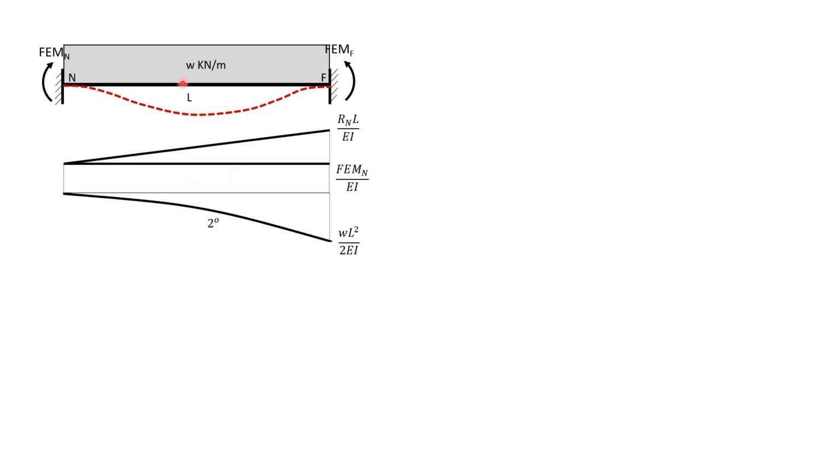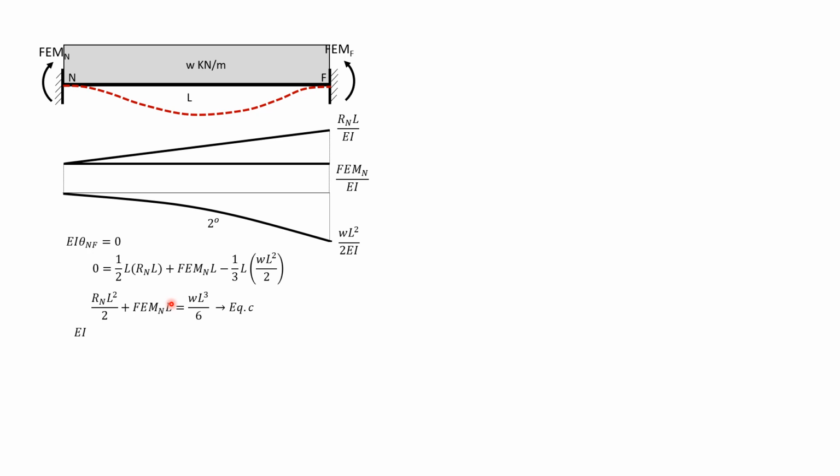So this is second degree. So EI theta at F equals 0. So 0 equals 1/2 of L times Rn L plus fixed moment near times L minus 1/3 of L times WL squared over 2. So therefore, Rn L squared over 2 plus fixed moment near equals WL cubed over 6. This is equation C.